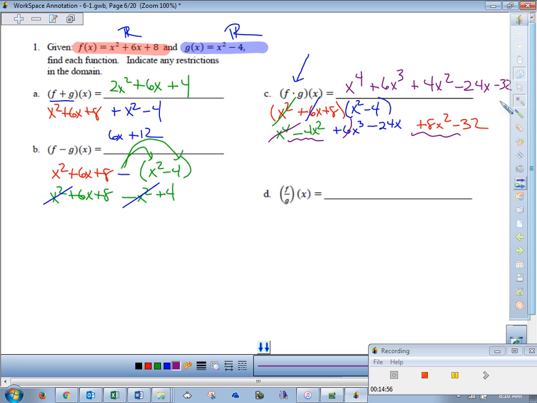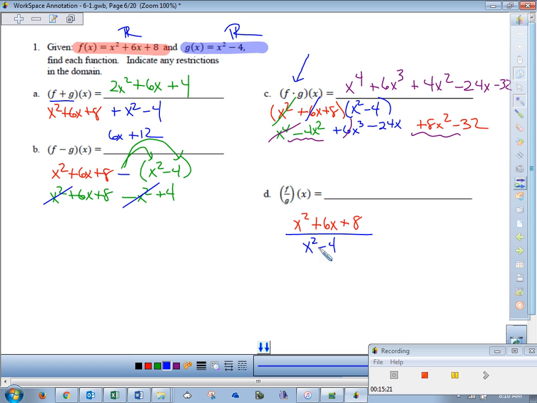But what's the next thing? Divide them. We're going to have problems. Because, first, let's write it the way they want, f divided by g. What's f? It's x squared plus 6x plus 8, right? And we're going to divide that by x squared minus 4. We now have problems. Why do we have problems? We've got x's in the denominator.